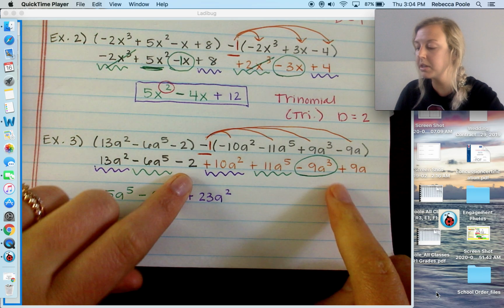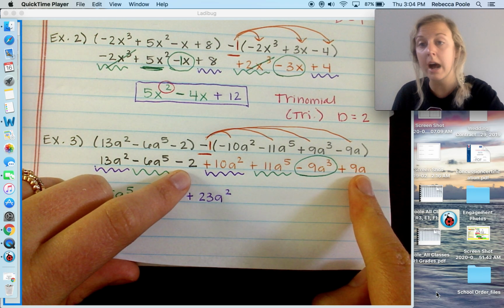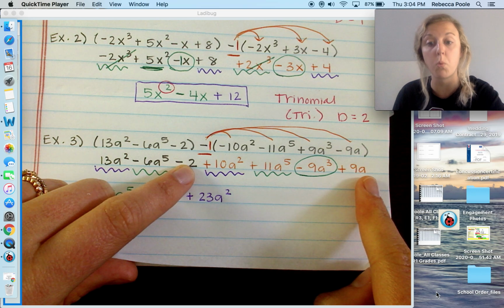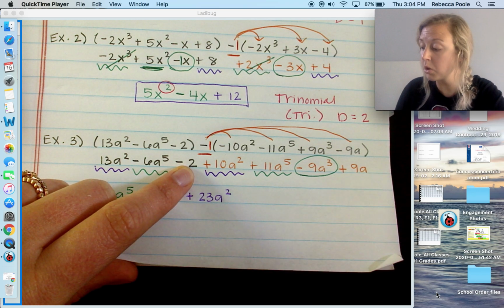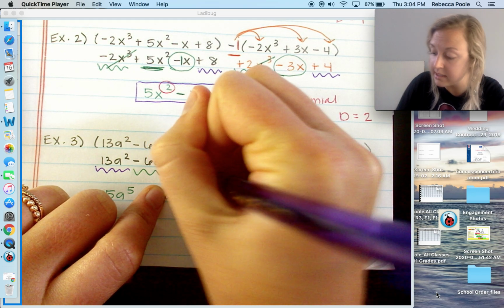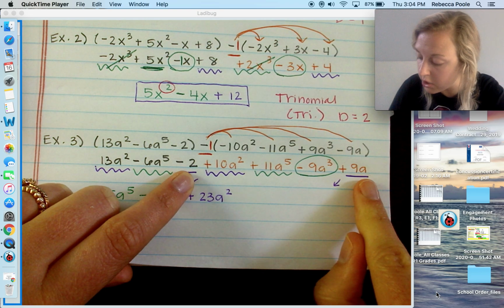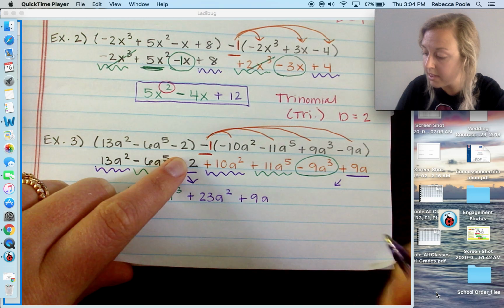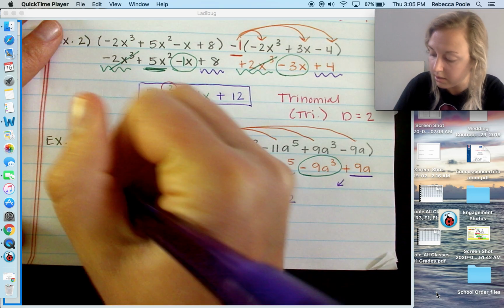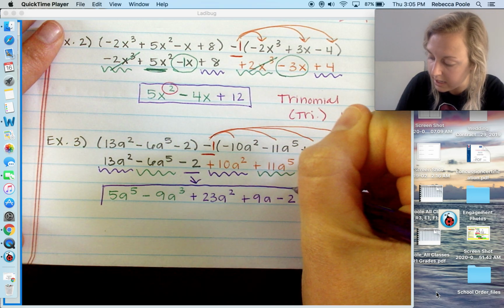And then check out what's left. These two are not like terms. They do not both have 1a, right? So we're just going to bring both of these down and put them in order. So the a comes first, plus 9a, and then the minus 2 will go in the back. So this is our answer right here.